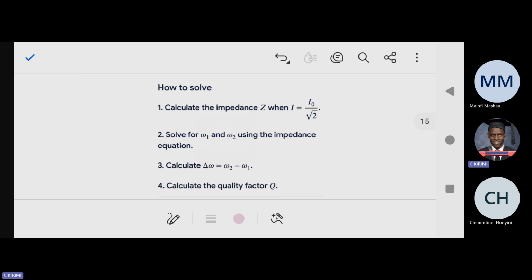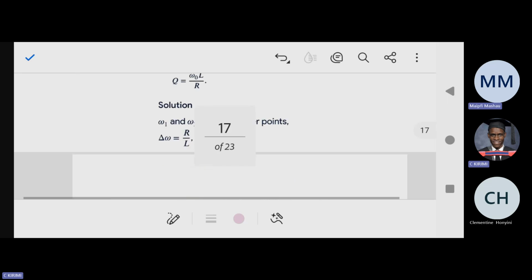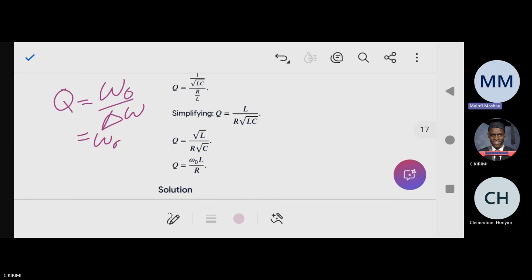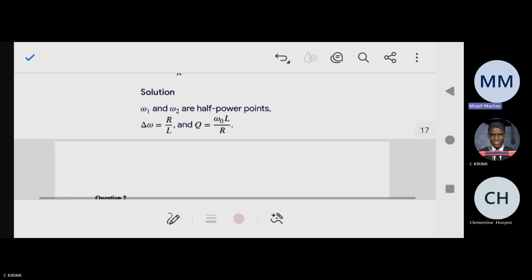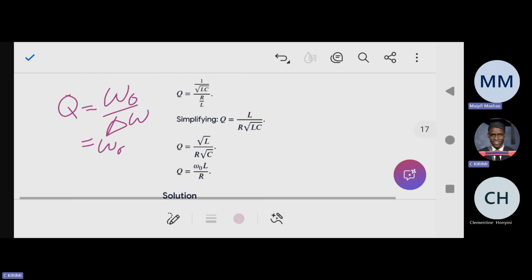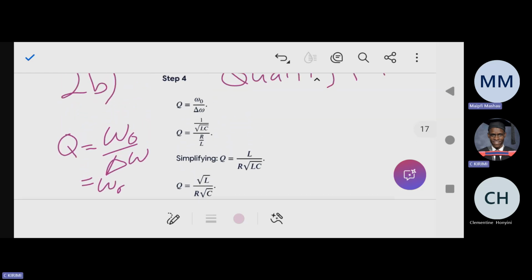Where are you lost? I'm lost because, after... So I understand up to where you're saying Q is L over R, square root of LC. I understand up to there. Which one are you understanding? I am saying this step is irrelevant, this one, an irrelevant step.